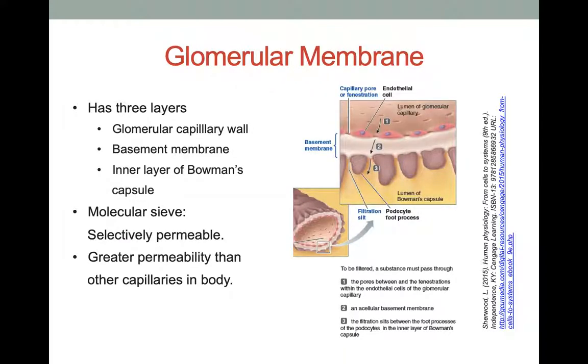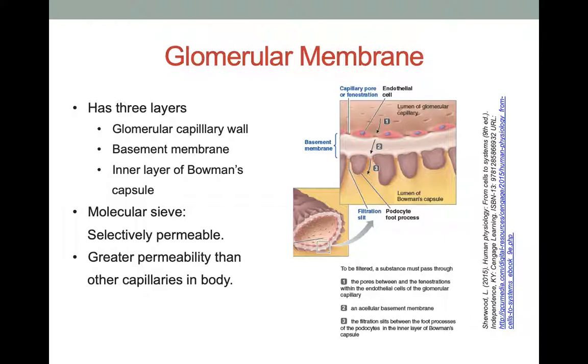So if we start by talking about the glomerular membrane, it has three basic layers to it. The glomerular capillary wall is this layer up here, represented with the number 1. Then it has a basement membrane, and then finally we have the inner layer of the Bowman's capsule. The glomerular capillary wall is a single layer of flattened, squished endothelial cells. It does have a bunch of large pores in it, as you can see between these two red cells. So making it through there, we do have those pores.